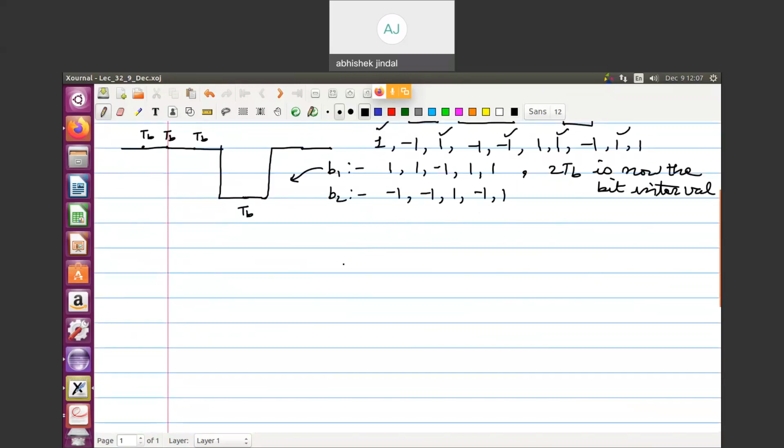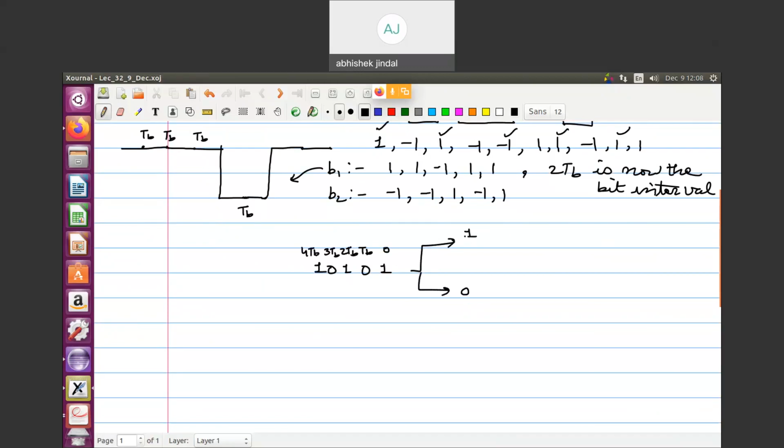So once you demultiplex, suppose this is 1, this is 0, this is 1, this is 0, and this is 1. So you are demultiplexing. This 1, if it goes here, then after TB this 0 comes. So for TB plus TB times, this 1 is maintained. This should be remembered. Suppose this is 0 time, then this is TB time, then 2 TB, then 3 TB, suppose this is 4 TB.